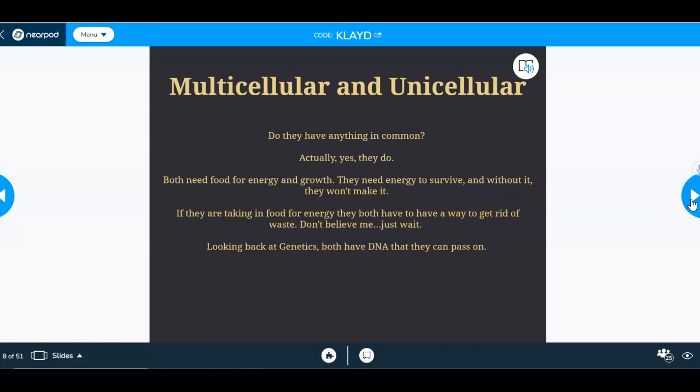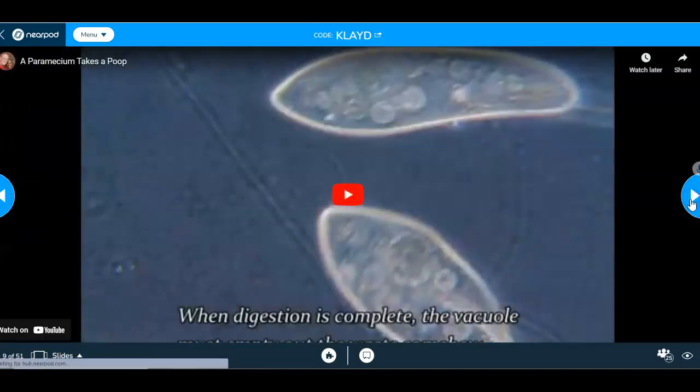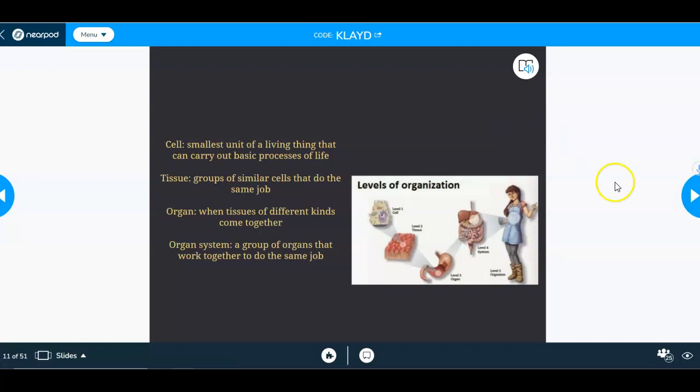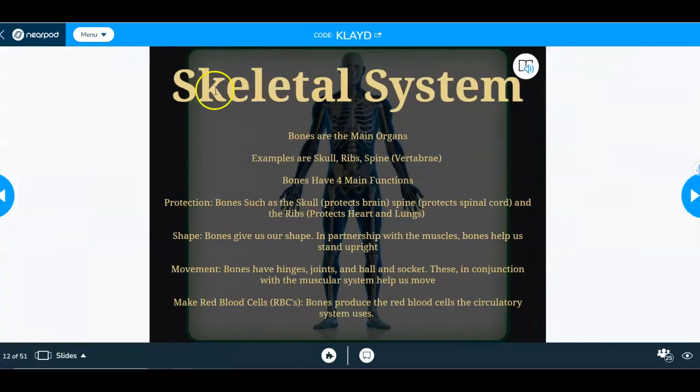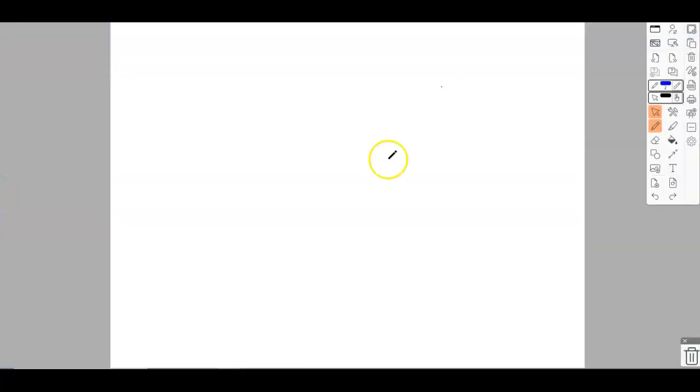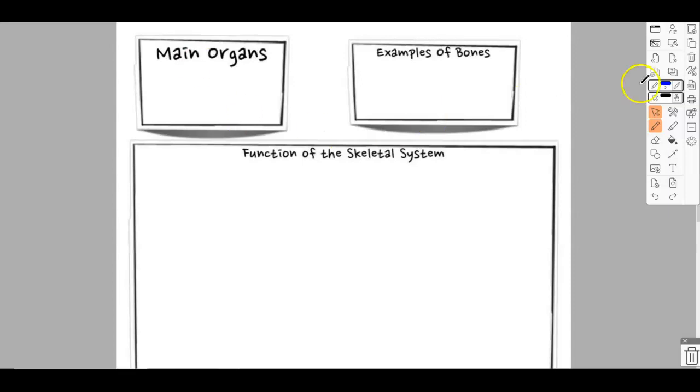All right, here we are today. We're going to start our unit on body systems. We kind of already started that when we were talking about multicellular and unicellular organisms. And today we are going to start with the skeletal system. Hopefully, you have this packet with you right now.